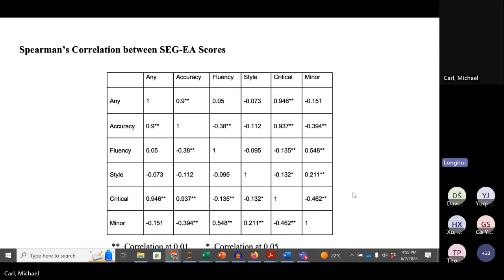Yes, and then from this slide we can see what we got a hint of from the last slide, that accuracy errors are mostly critical errors and fluency errors are mostly minor errors. And this resonates with Michael's other paper in 2019. And if you want to read it, you can try to find it with Christina. And next slide.